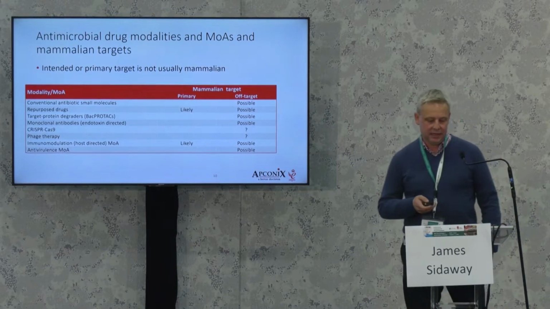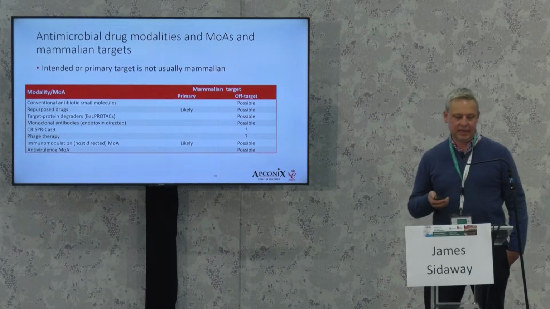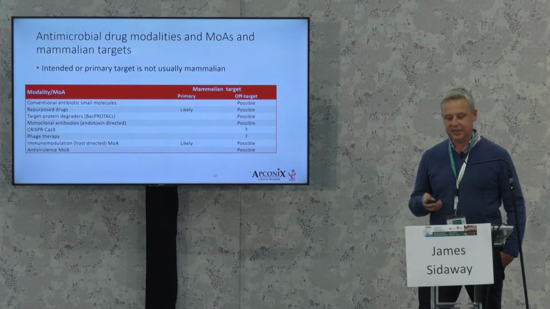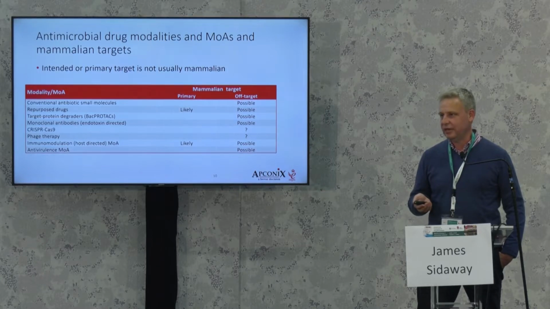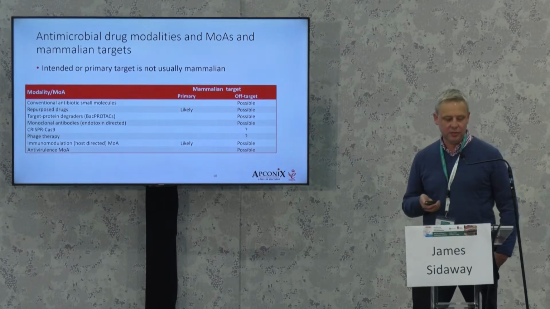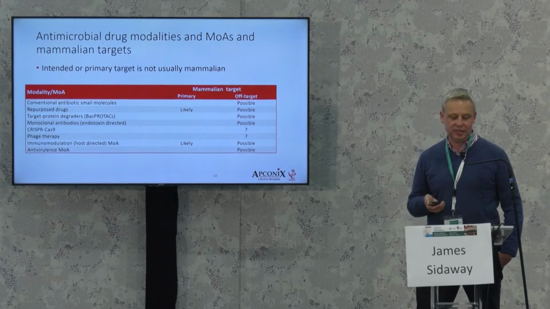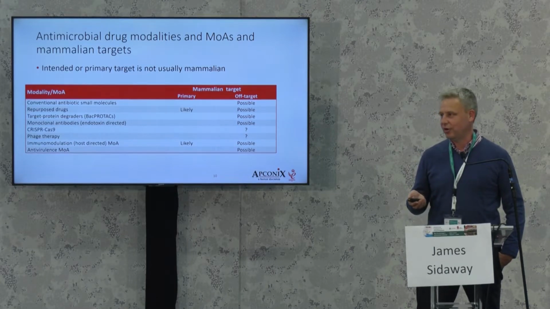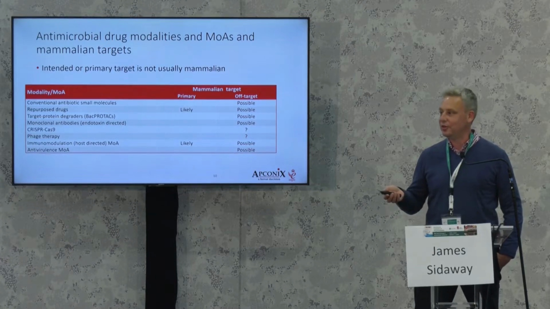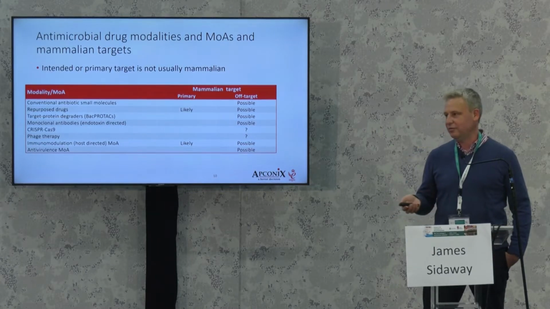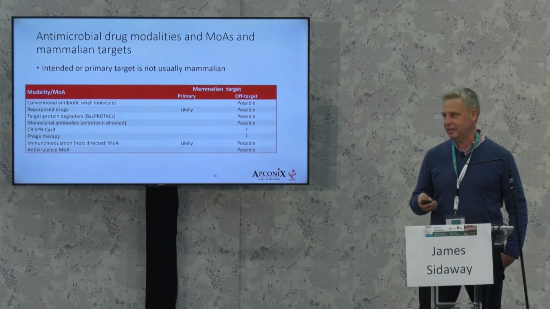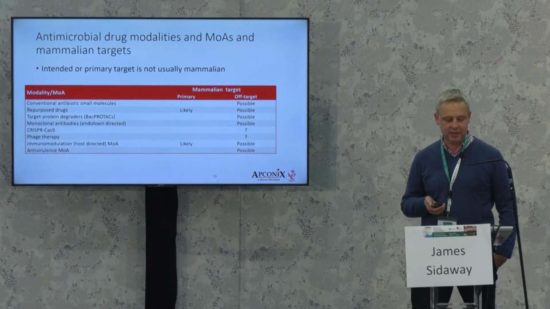So, if we think about antimicrobial drug modalities and the modes of action and how they might interact with mammalian targets, I guess there are some obvious points to make. With conventional antibiotics, you don't really have to worry about the primary human target. There isn't a primary human target, obviously. But we know off-targets, mammalian off-targets, are a possibility.